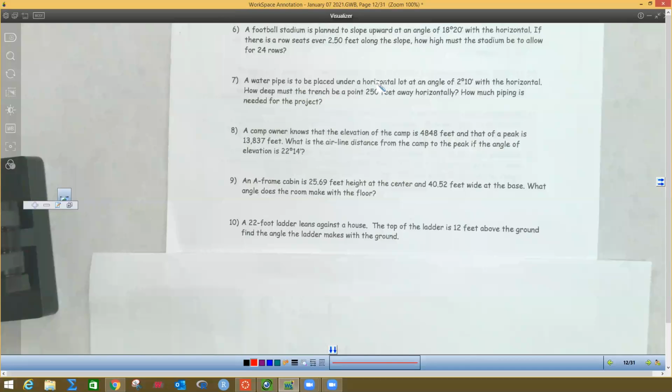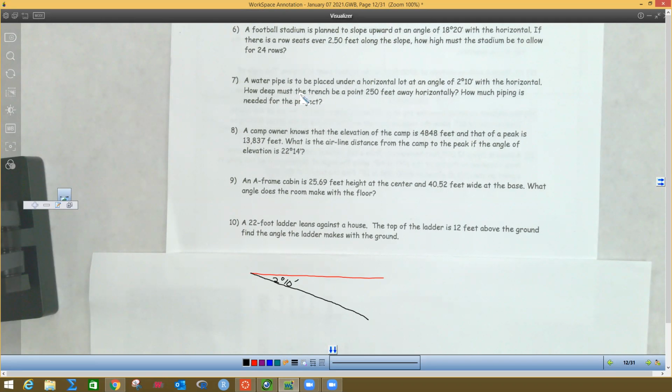The water pipe is under a horizontal lot. We just talked, what's a horizontal line look like? Yeah, it's like the ground, right? All right, so this is the horizontal lot right here. It says a pipe is placed under a horizontal lot at an angle of 2 degrees, 10 minutes. So I'm going to put the pipe under here at an angle of 2 degrees, 10 minutes. So there goes my pipe. So this angle is an angle of depression of 2 degrees, 10 minutes.